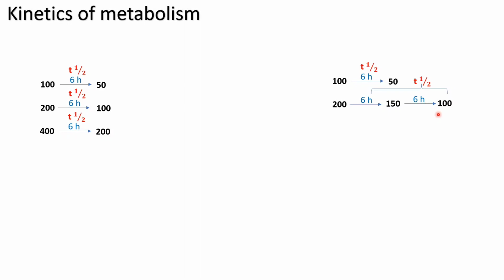Okay, what about giving 400 milligrams of this drug as we had done with another drug? After 6 hours, the same 50 milligrams only were metabolized, and we ended up with 350 milligrams of the drug in plasma. So, to reach 200 milligrams, which is half the initial amount of 400, we would need much longer time.